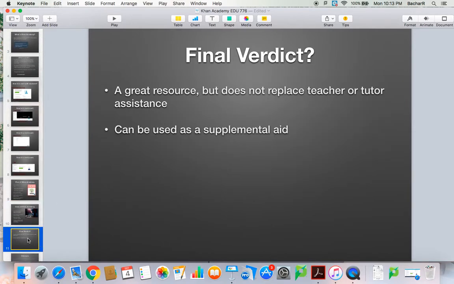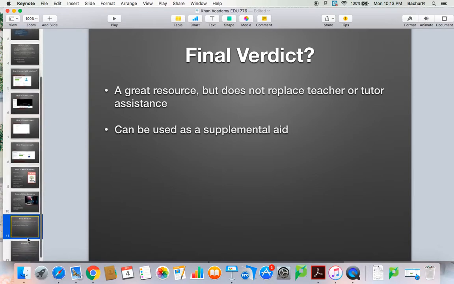The final verdict for me as a teacher is I think this is a great resource, but I definitely don't think it can replace a teacher or tutor assistance. If you're a homeschool student, you might have some help with this for the lessons, but I really think that this should just be an additional resource. It can't really replace being the teacher or the tutor. I think it could be an additional resource to use at home for extra practice, or for extra practice in the classroom when you're done with the lesson, or even for homework. But I think it should just be a supplemental aid.